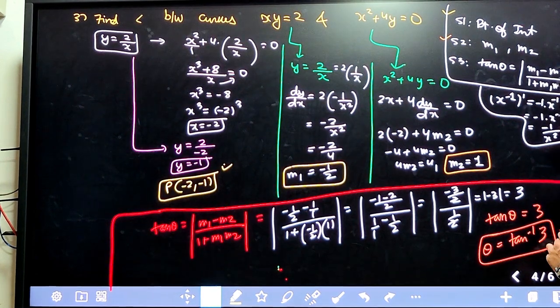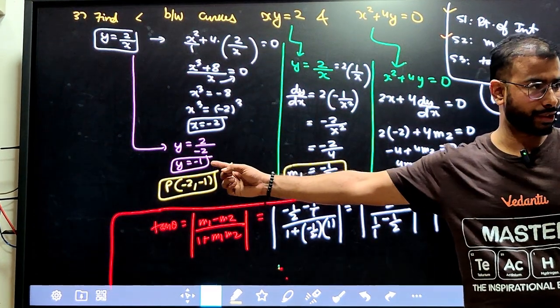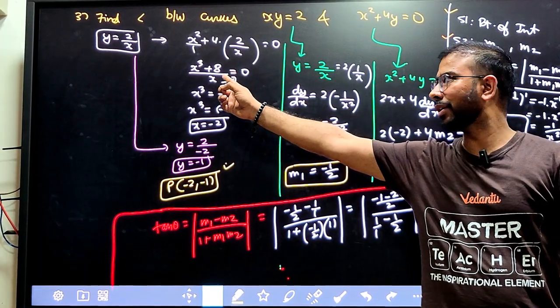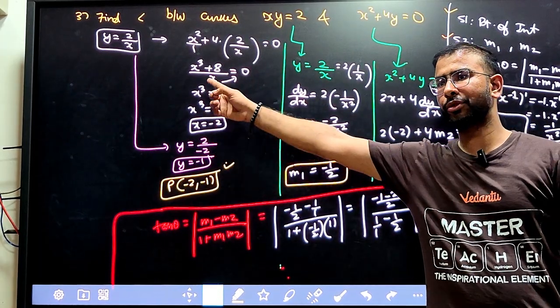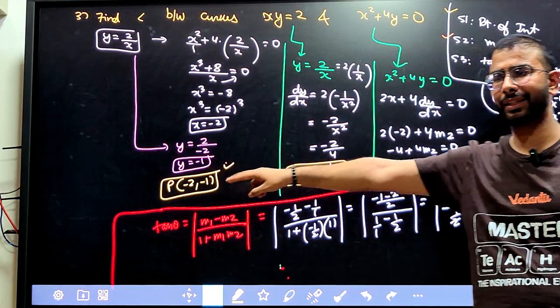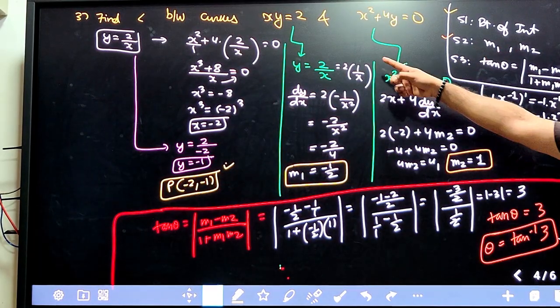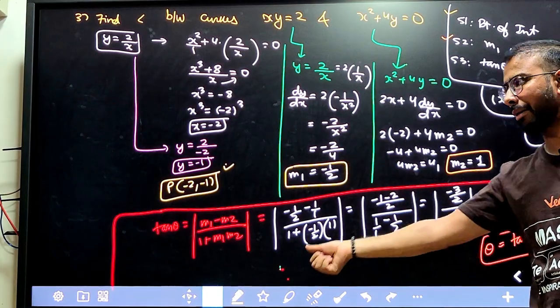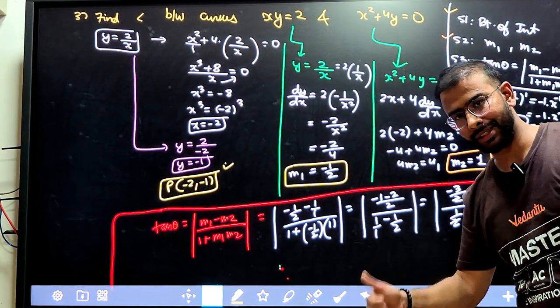So first step is what? First we'll find the point of intersection. Substitute one of them into the second one. Right? So you'll get x. We'll substitute in the first equation, get y. Once you get x and y, then we'll differentiate the first function, second function, substitute the values, get m1, m2, apply the formula. That's it. Pause it, get it done.